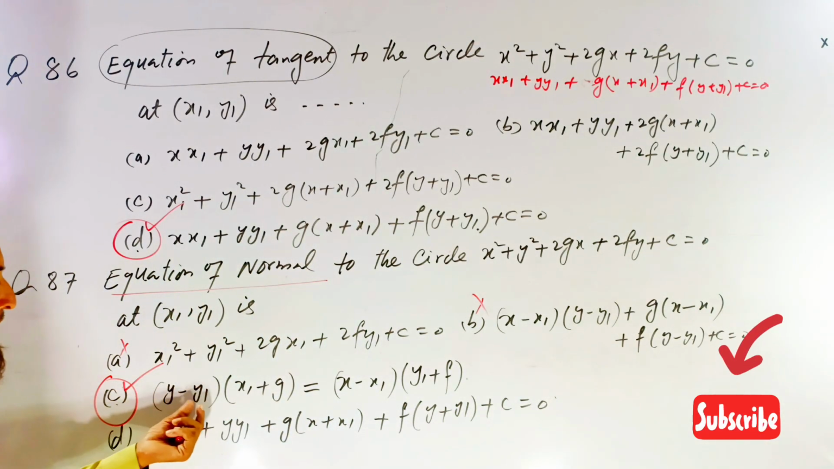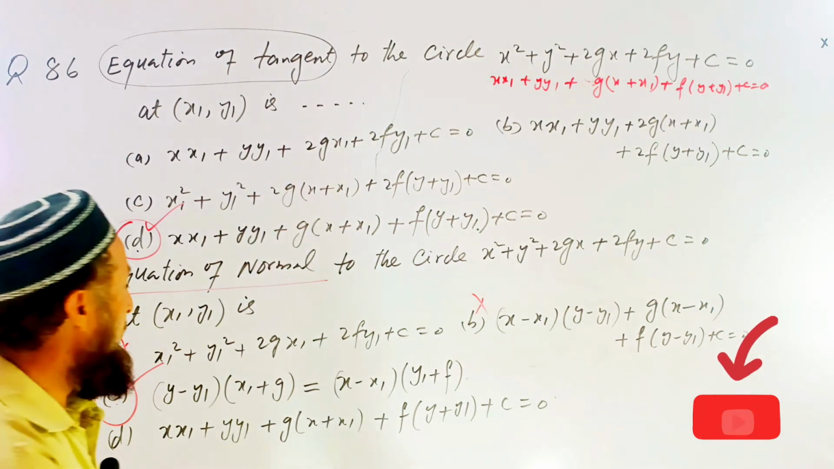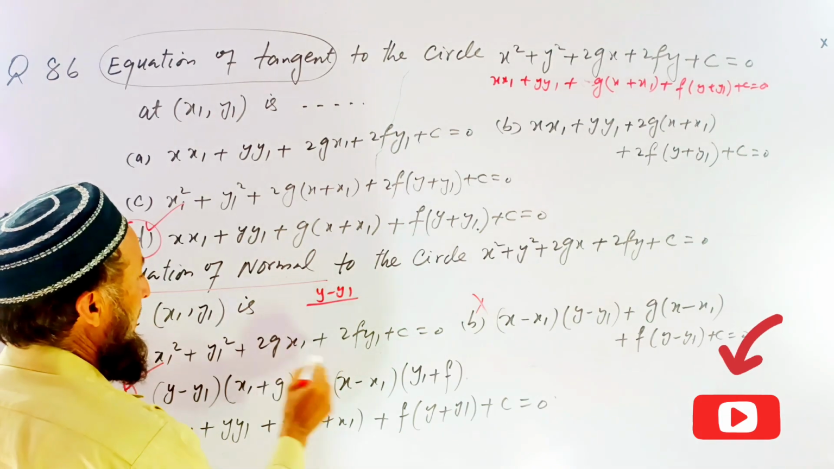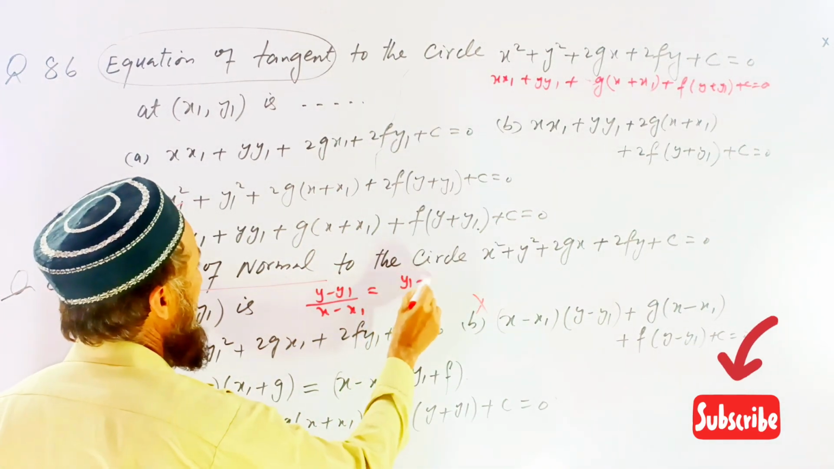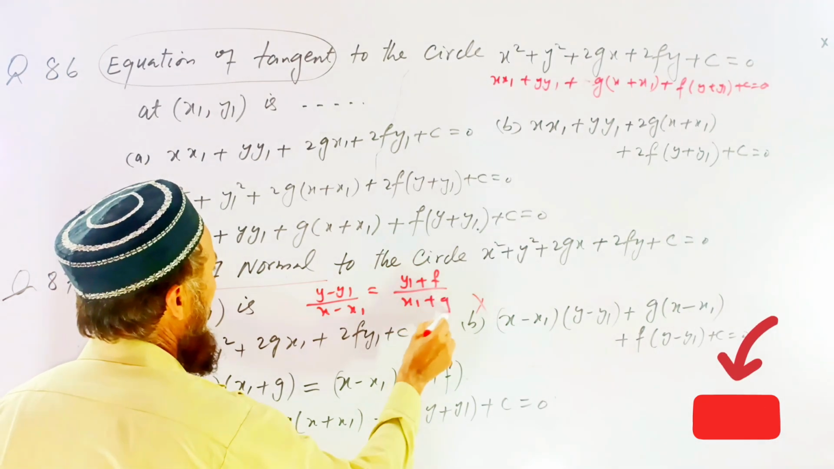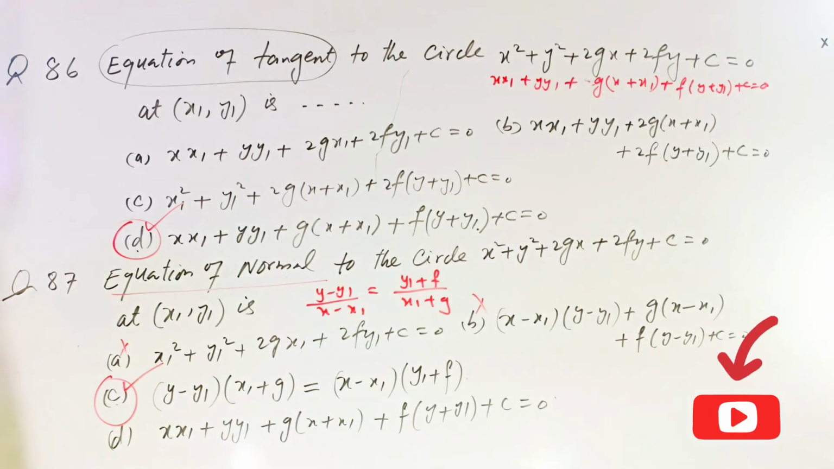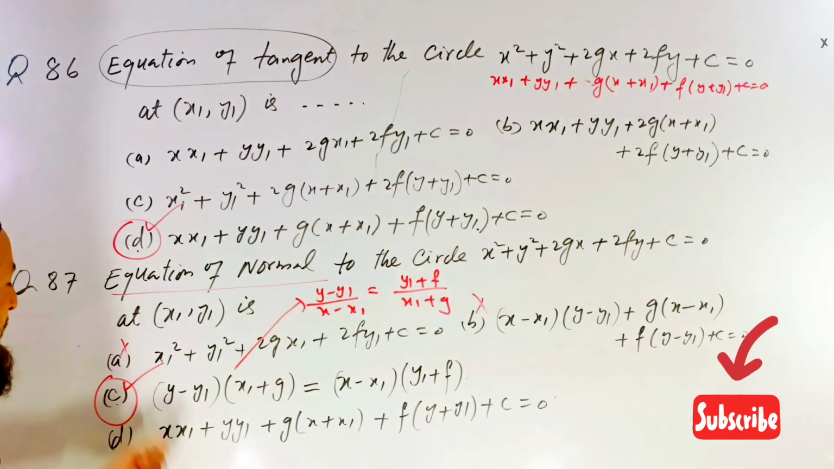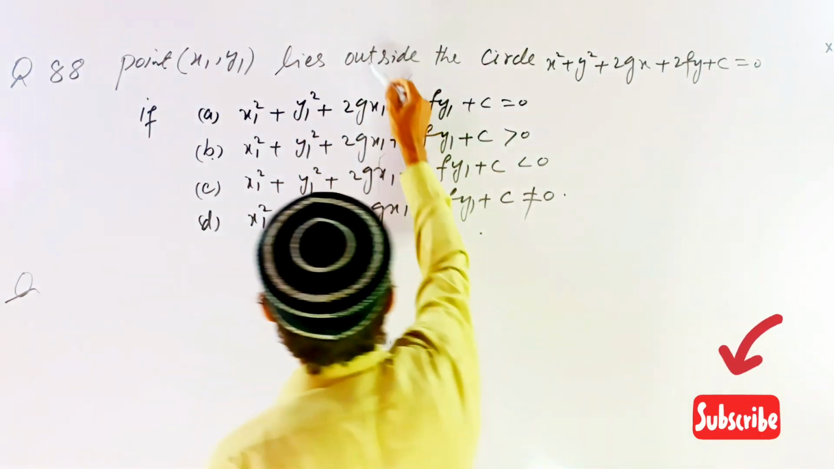So if we write this term, (y minus y1) divided by (x minus x1) is equal to (y1 plus f) divided by (x1 plus g). If we take cross multiplication, we get the answer, the normal equation. So option C.